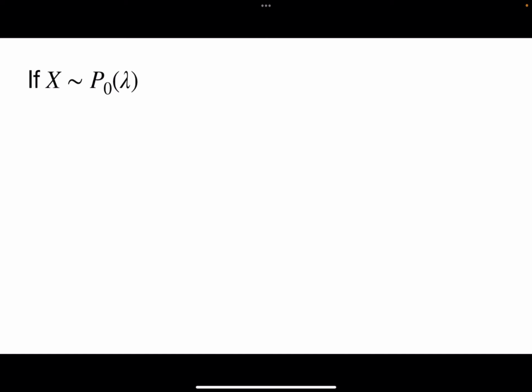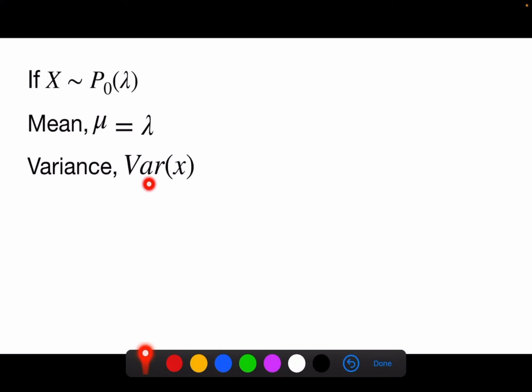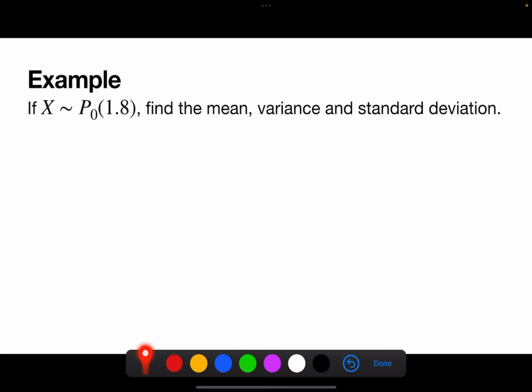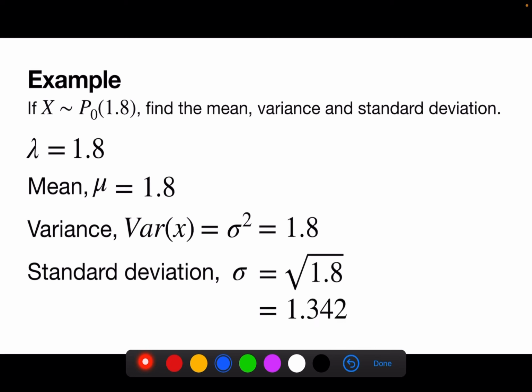Determine the mean and variance. If x has Poisson distribution with the mean, the mean or the Greek alphabet mu is also lambda. Variance, you may use the word Var(x), or the Greek letter sigma squared is also the mean. These two are the same for Poisson distribution, okay? But for standard deviation, you have to square root this. You have to square root the lambda. So find the mean, variance, and standard deviation if x has Poisson distribution with lambda or mean 1.8. So the mean is 1.8. The variance also 1.8. Standard deviation, all you have to do is square root of 1.8, which is 1.342.